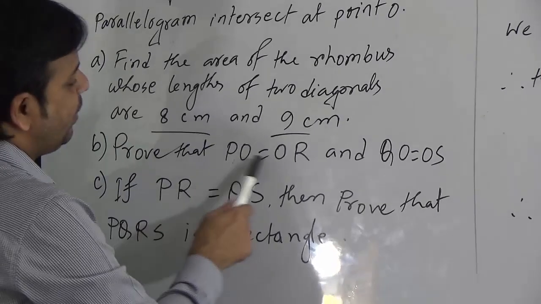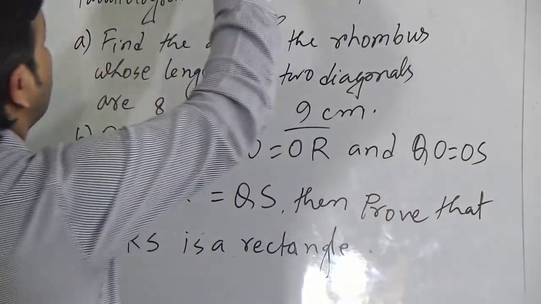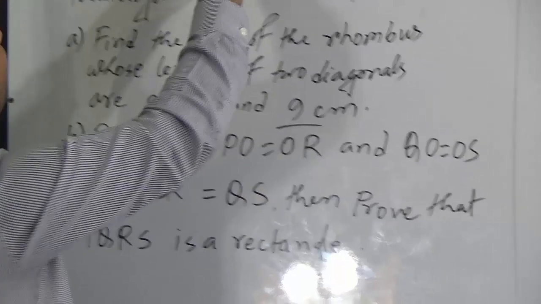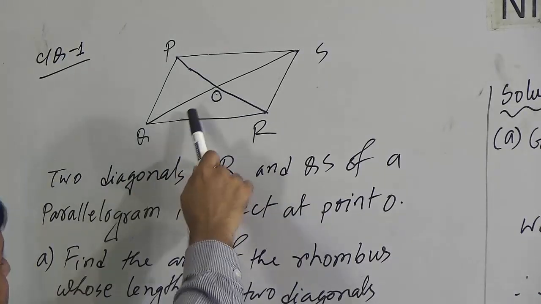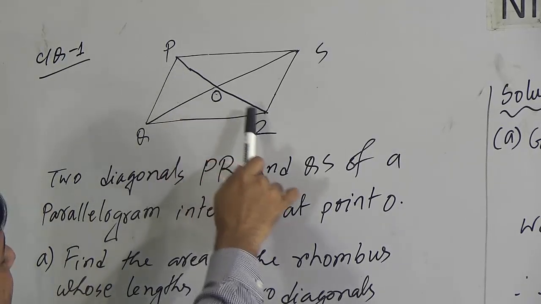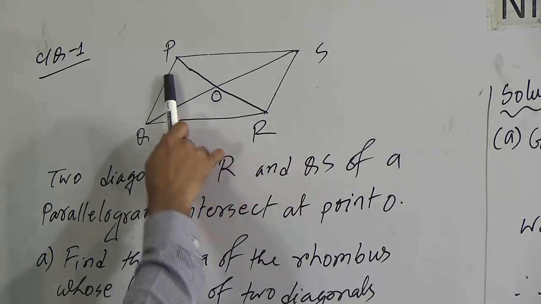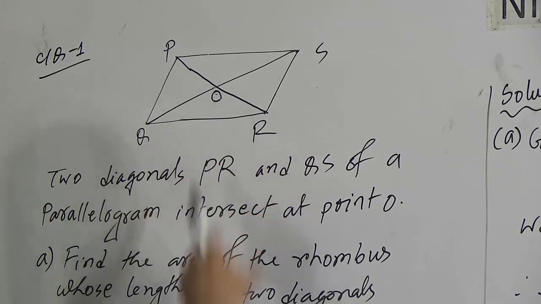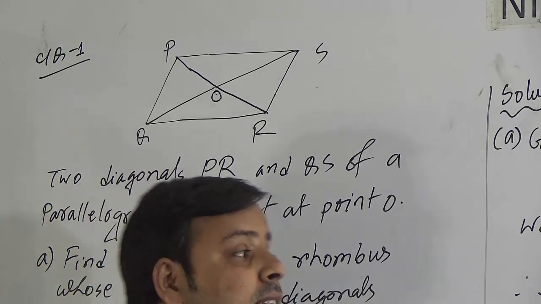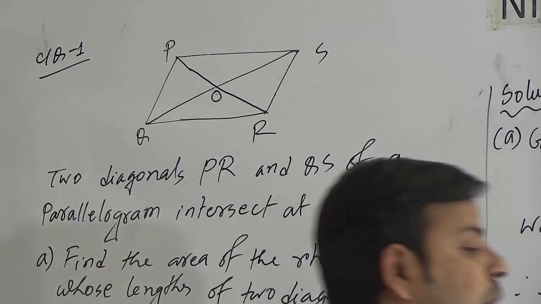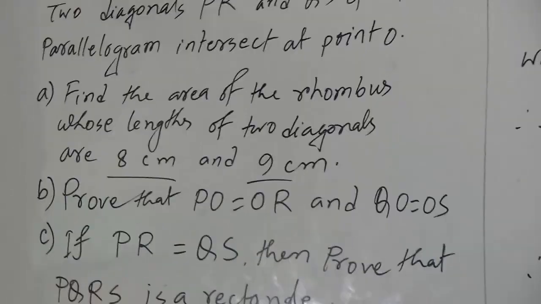Prove that PO equal to OR and QO equal to OS. Here if you notice the figure here, PO equal to OR and QO equal to OS. What does it mean? It means that PO and OR are equal, that is O is the midpoint of PR. It means that the diagonals bisect each other. We need to prove the diagonals bisect each other. This is theorem 3 of chapter 8 of your book. Dear students, so let us see how we can prove this.